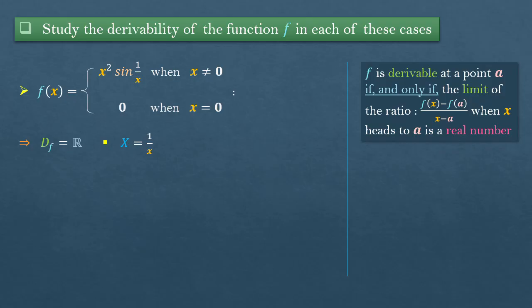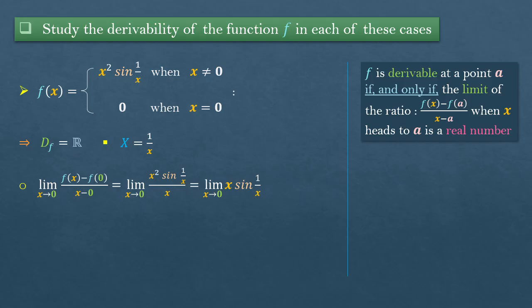So for the derivability of our function f at the point 0, we have the limit of (f(x) minus f(0)) all over (x minus 0) when x heads to 0, which equals the limit of x squared times the sine of 1 over x, all over x, when x heads to 0, and this equals the limit of x times the sine of 1 over x when x heads to 0. Now to calculate this limit, we will make an algebraic manipulation that consists of writing x times the sine of 1 over x as equal to the sine of 1 over x over 1 over x.